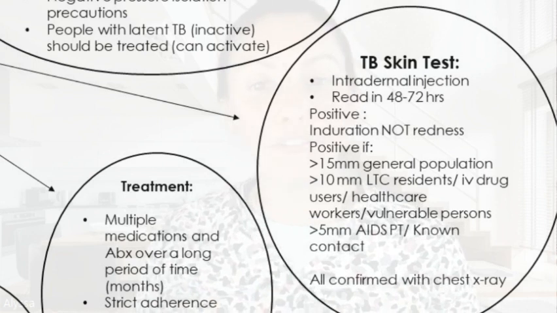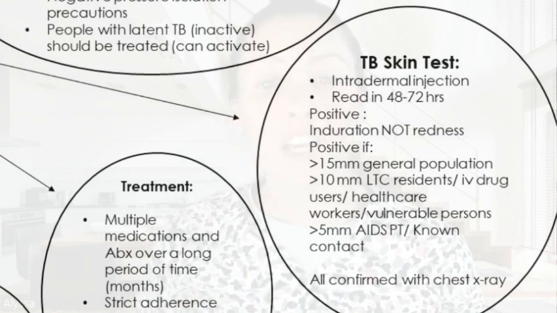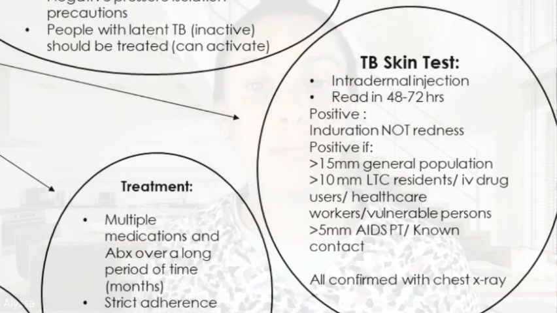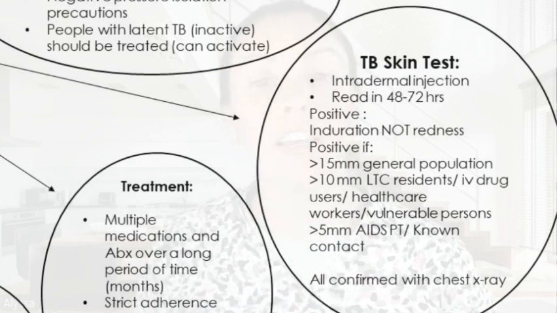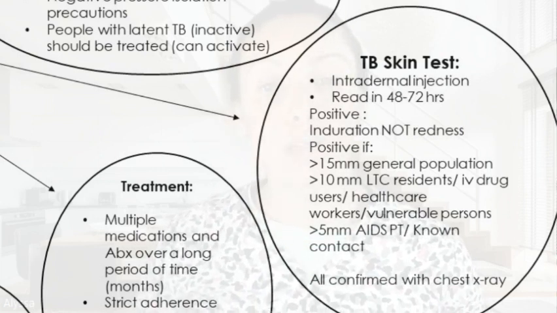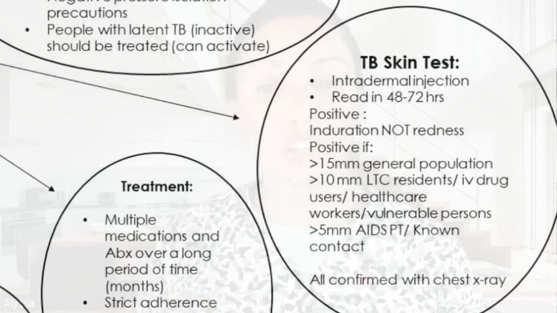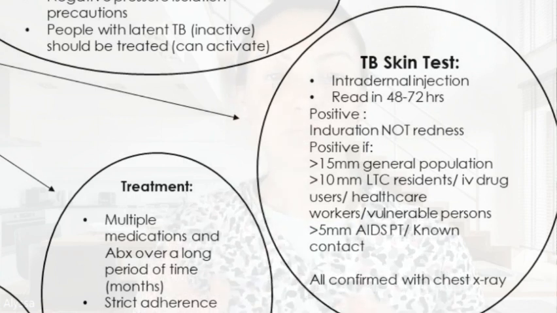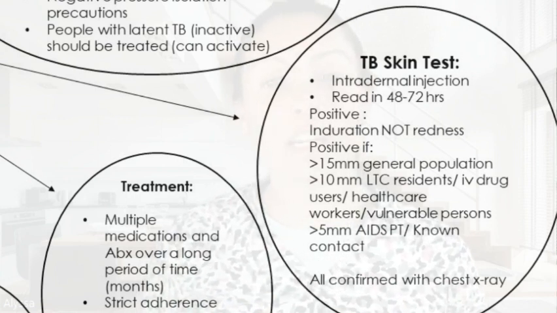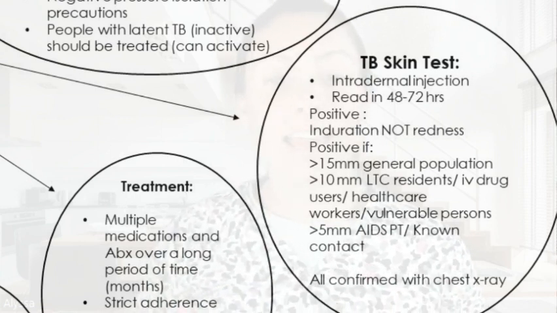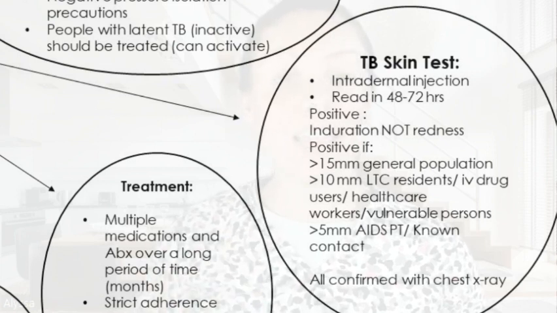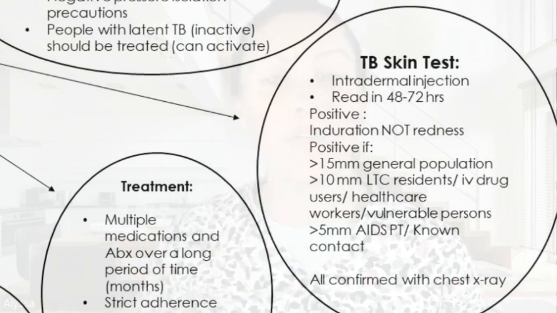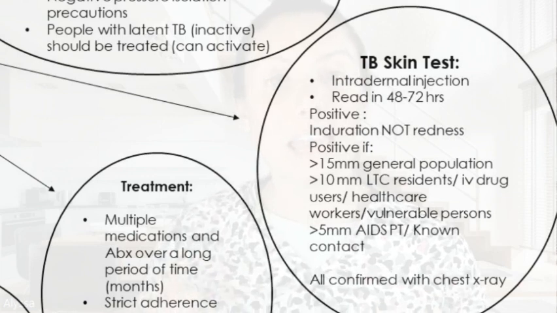Now, it is different for different populations. If it's greater than 15 millimeters for the general population, that is a positive. If it's a patient in long-term care, an IV drug user, or a healthcare worker, anything over 10 millimeters is positive. And for a patient with AIDS or a known contact, anything over 5 millimeters is a positive. All positives will be confirmed through a chest x-ray.